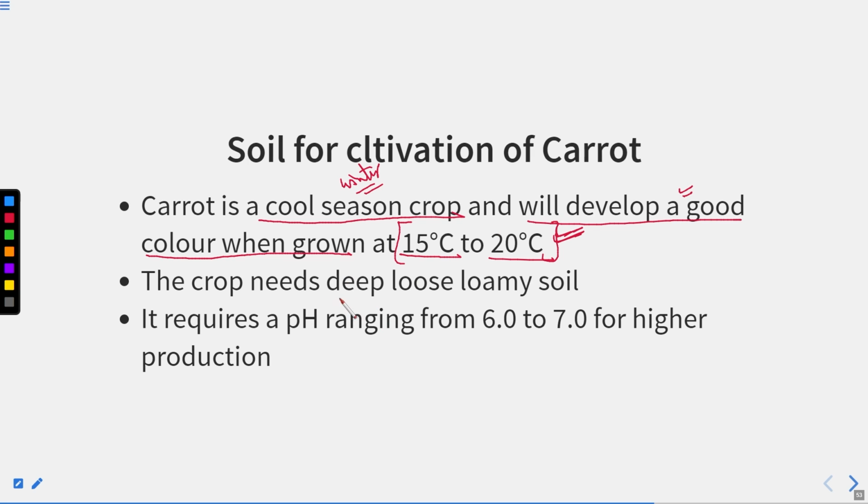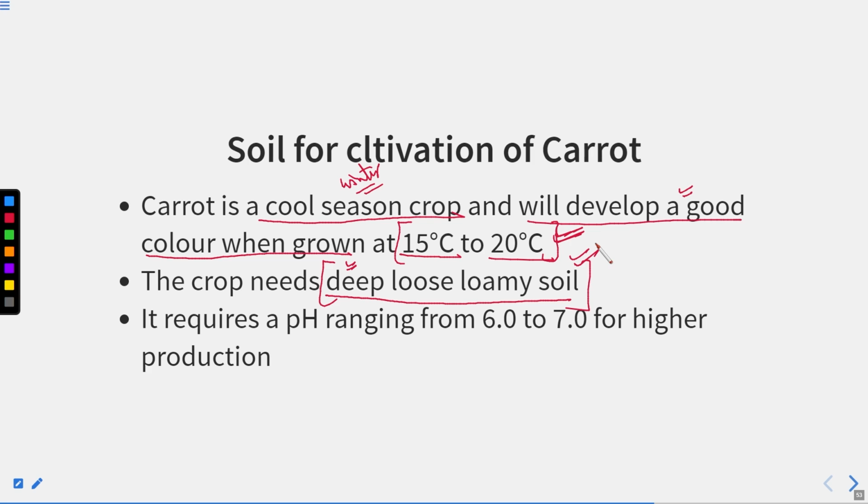Now the crop needs deep, loose, loamy soil. What type of soil is required by this carrot? The crop needs deep, loose, loamy soil. The soil should be very deep and quite loamy, and it should be loose, so that there could be proper respiration for the developing roots. So it should be deep, loose, loamy soil.